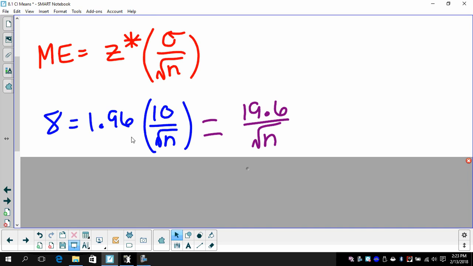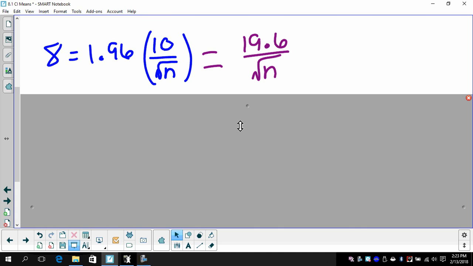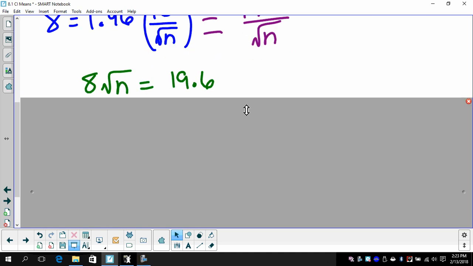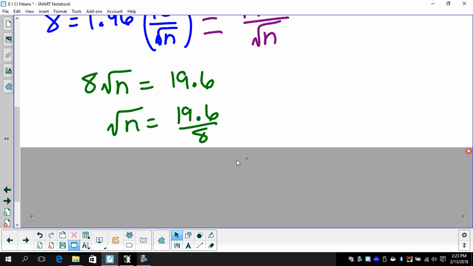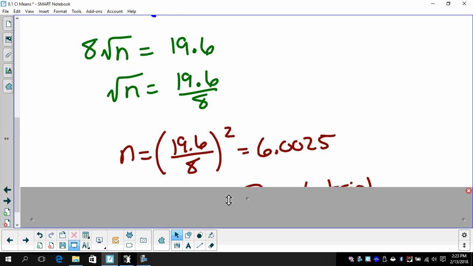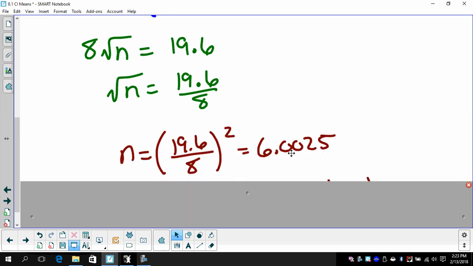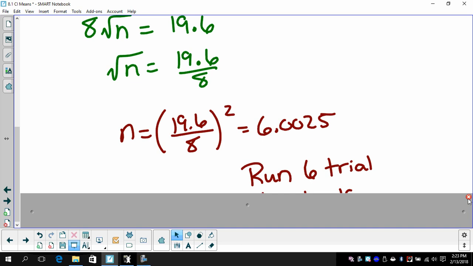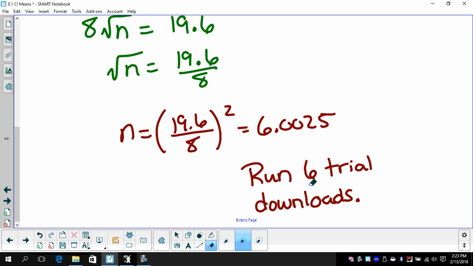Okay, I simplified this, cleaned it up. I did 1.96 times 10. Multiply both sides by the square root of n. Divide both sides by 8. And then square both sides to get n to be 6.0025. We'll always round up. And so what I should have written there was 7. So we will do 7 trial downloads.